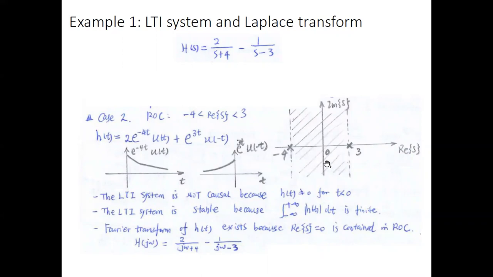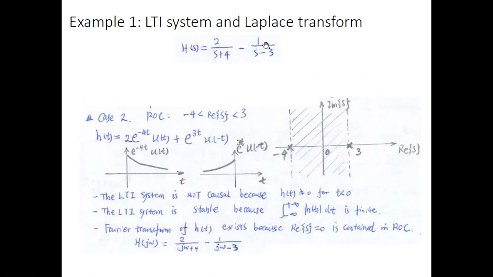And for this case, if you look at the first term, 2 divided by s plus 4, the region of convergence is to the right of the pole. The pole is minus 4, and the region of convergence is to the right of it. So it should correspond to a right side signal, u of t exponential minus 4t multiplied by the coefficient 2. I plot it; it is on the right side of the origin. It's decaying because it's exponential minus 4t.